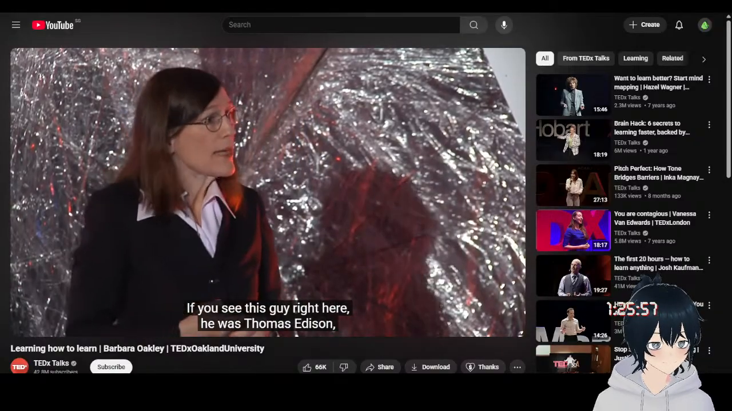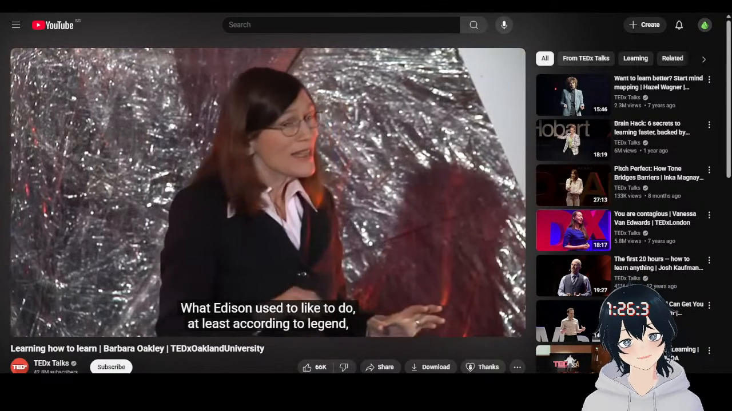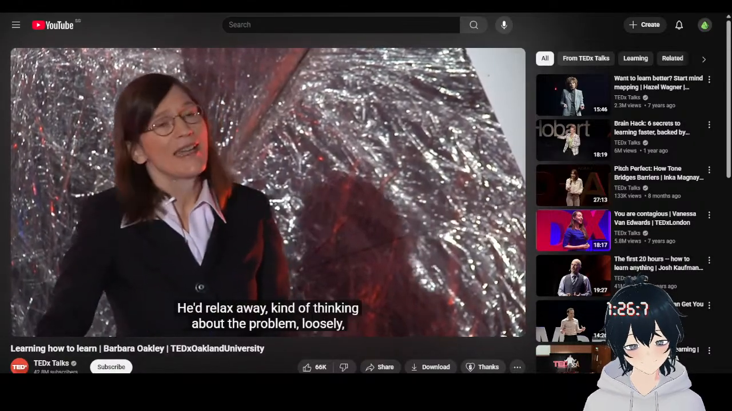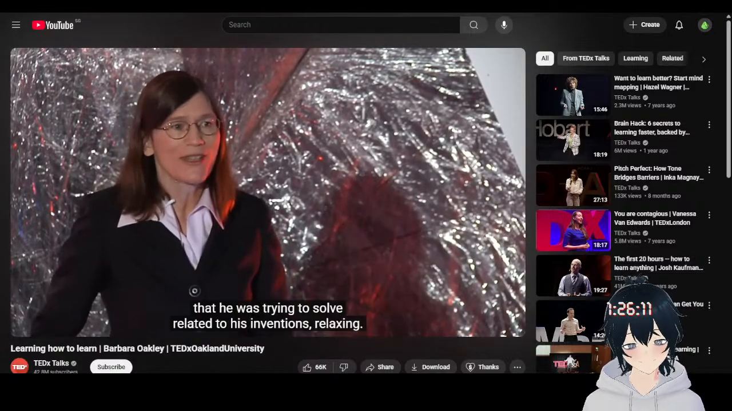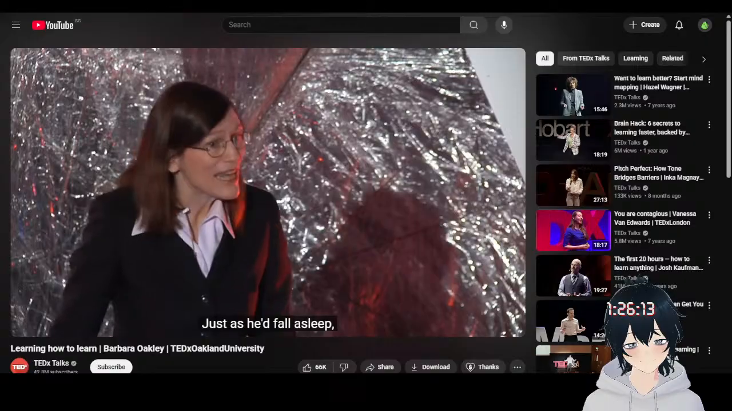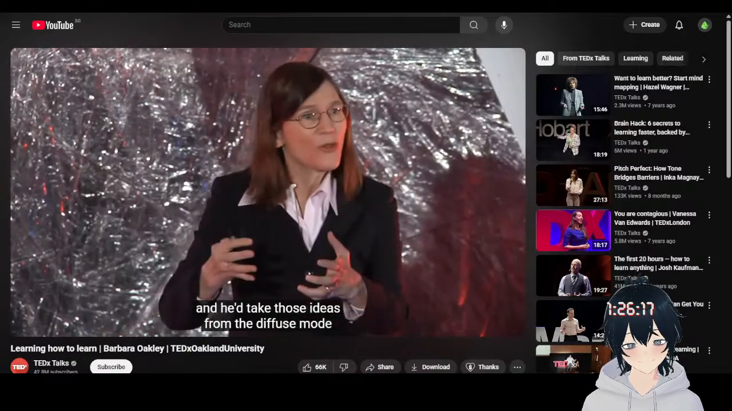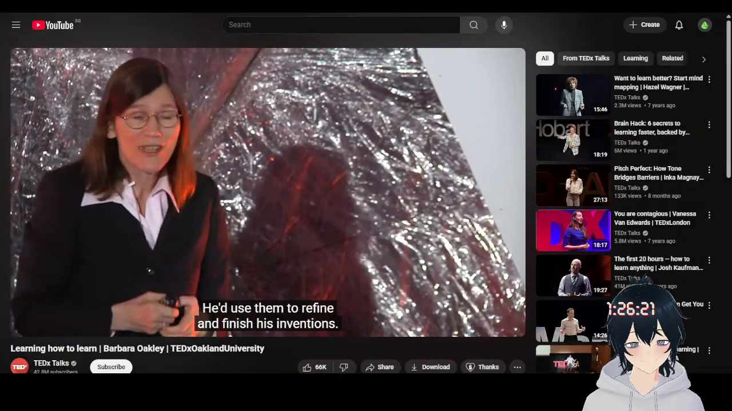Well, this guy right here was Thomas Edison, one of the most brilliant inventors in history. And according to legend, he'd sit in a chair with ball bearings in his hand, and he'd relax, thinking loosely about a problem he was trying to solve related to his invention. Just as he'd fall asleep, the ball bearings would fall from his hands, and off he'd go. He'd be woken up, and he'd take those ideas from the diffuse mode back into the focus mode, and he'd use them to refine and finish his inventions.